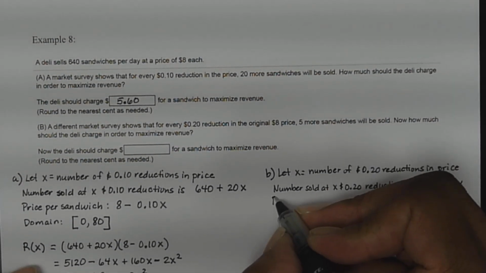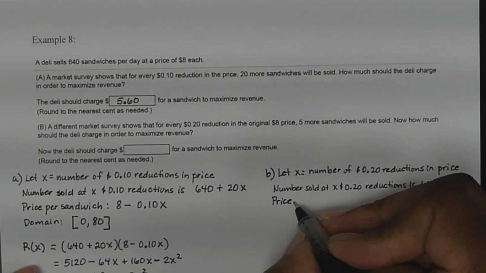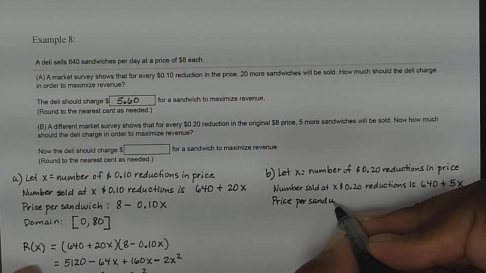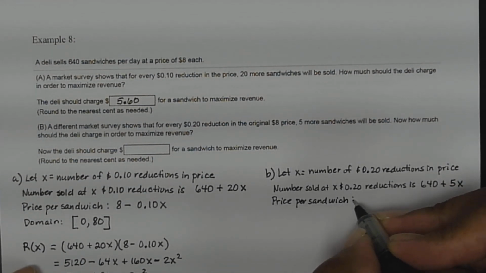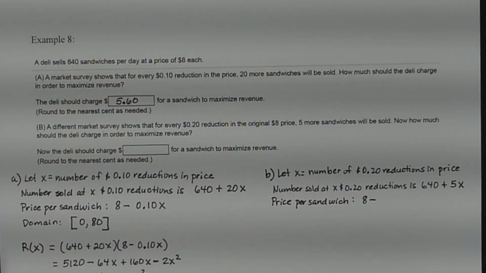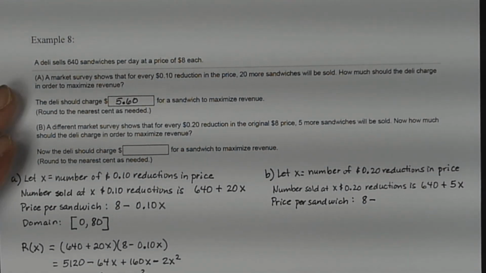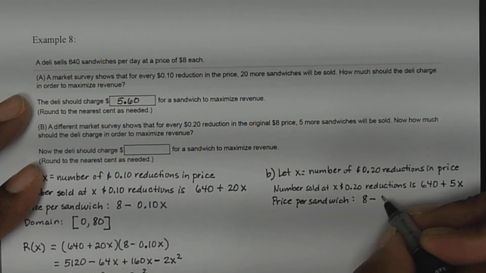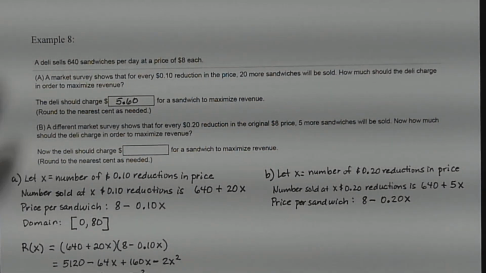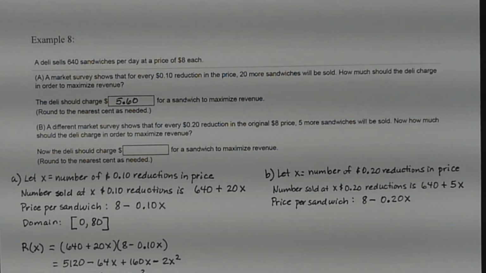And then we want the price per sandwich. It's the original $8, then we're going to subtract from it 20 cents per sandwich that's being sold, 0.20 times X. Each sandwich will have a 20-cent reduction.